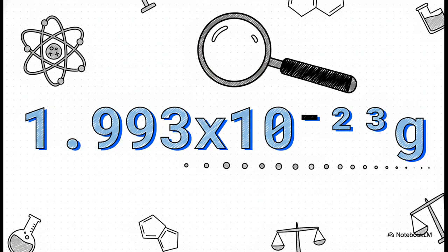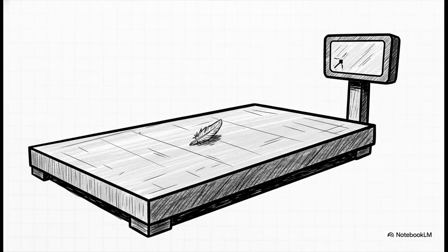I mean, just look at this number. That's the mass of one single carbon atom measured in grams. That's a decimal point followed by 22 zeros and then 1993. It is a crazy, totally impractical number to write down every time you do a calculation. Yeah, this really sums it up perfectly. The scale you're using is just completely out of sync with what you're trying to measure.